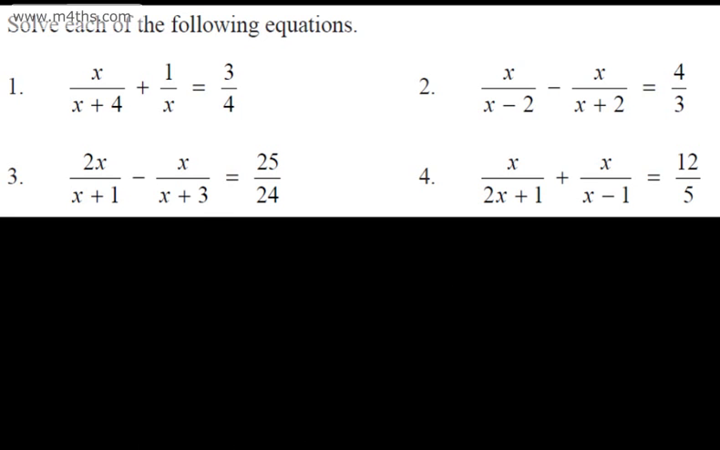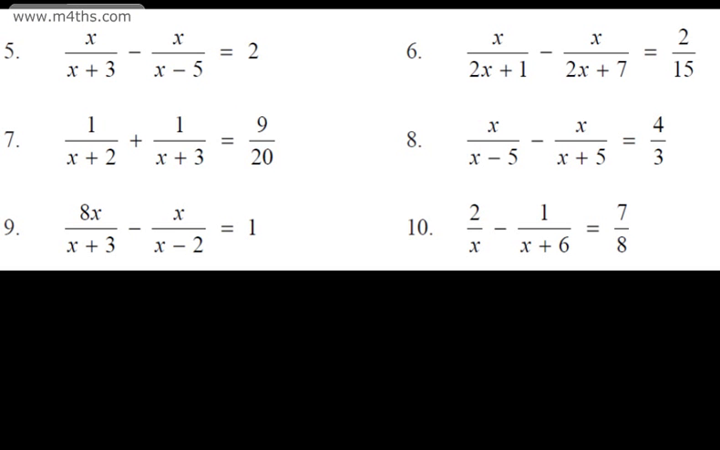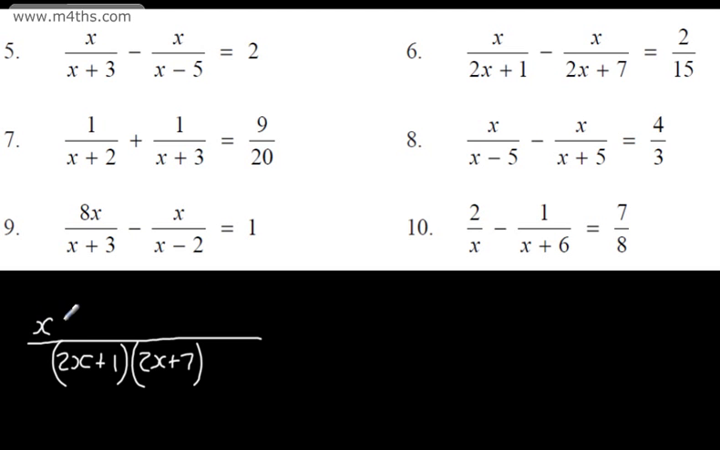Okay, let's try some different ones. Let's try this one right here. Okay, so number 6. So common denominator on this one is going to be the product now of 2x plus 1 multiplied now by 2x plus 7. So single fraction. I'm going to have now x multiplied by the 2x plus 7. I'm then going to subtract from that now the x multiplied by the 2x plus 1, and that is going to be equal to 2 over 15.